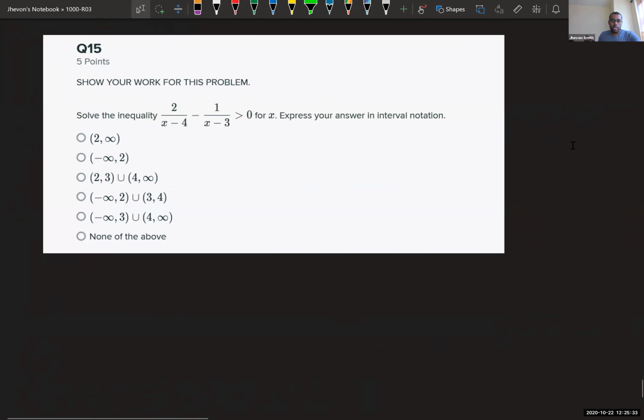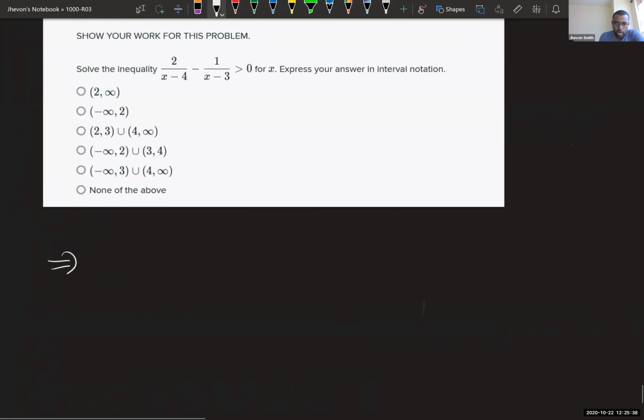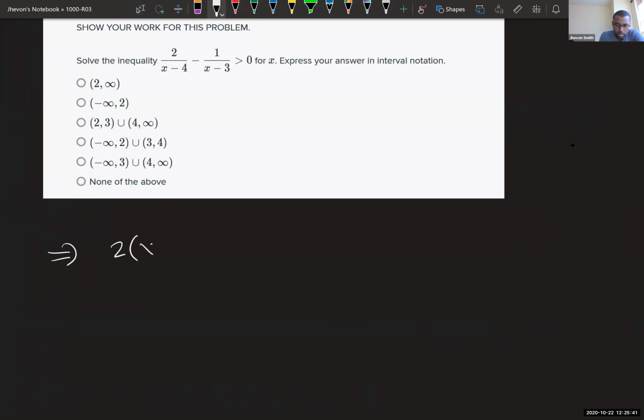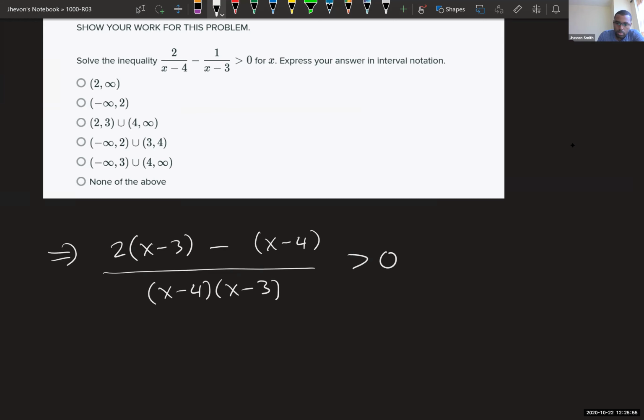Solve the inequality. So here, you would combine the fractions. Here, I just use that trick we had: I know that if I have a over b plus or minus c over d, that's equal to AD minus BC over BD.